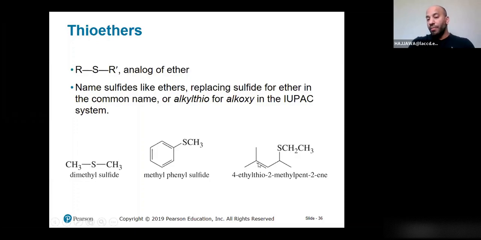So 1, 2, 3, 4, 5. So now we know that we have a methyl on carbon number 2, and we have an ethylthio on carbon number 4. So the alphabetical order will be 4-ethylthio-2-methylpent-2-ene, recognizing that the alkene unit is actually on carbon number 2. There's no E or Z here due to the fact that the two groups are the same on one side of the alkene.